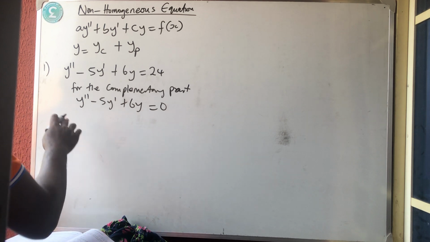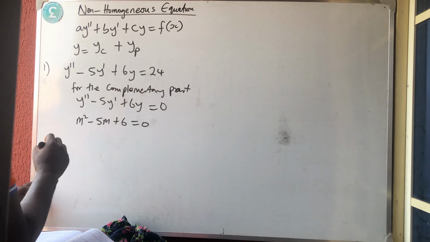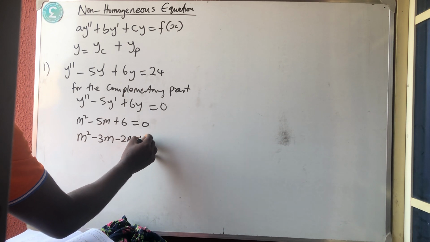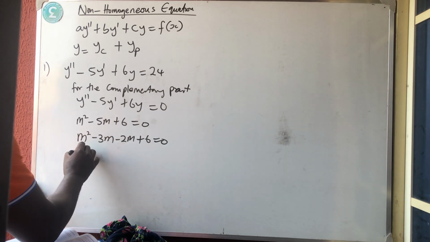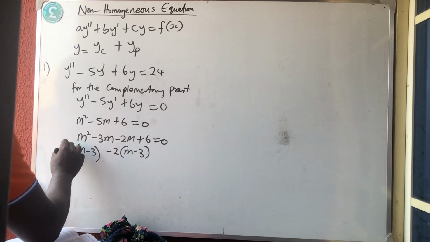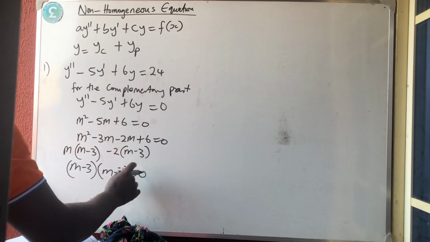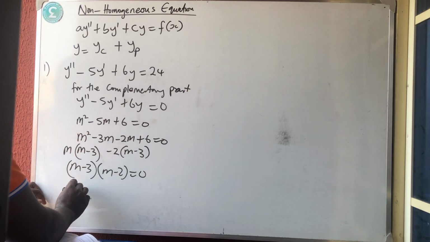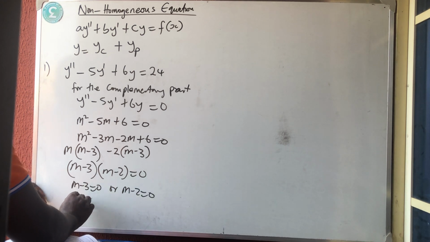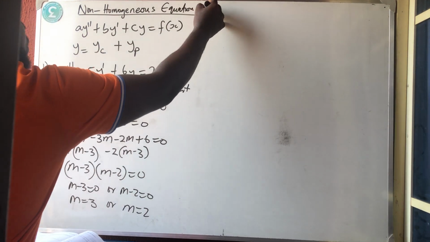So I'm using the normal method: m squared minus 5m plus 6 is 0. So we have m squared minus 3m minus 2m plus 6 is 0. So I'm going to have m minus 3 and m minus 2 is 0. So we have that m minus 3 is 0 or m minus 2 is 0. So my m is equal to 3 or my m is equal to 2.